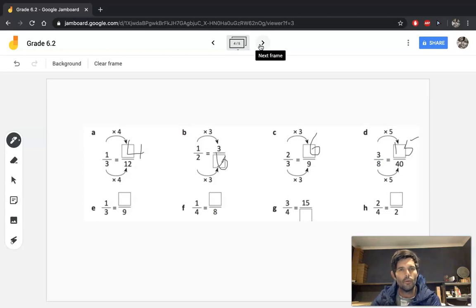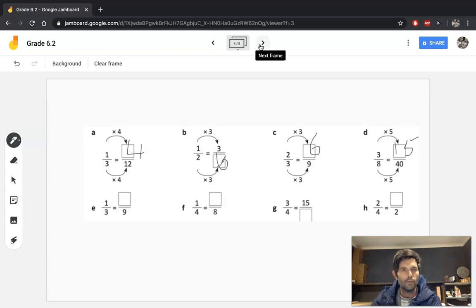So all of those fractions at the top, they are all different, but they are equivalent. So 1/3 and 4 over 12 look very different, but they are equal to the same amount. Okay, a half and 3 over 6, they are different looking, but they're equal to the same amount, and the same for C and D.